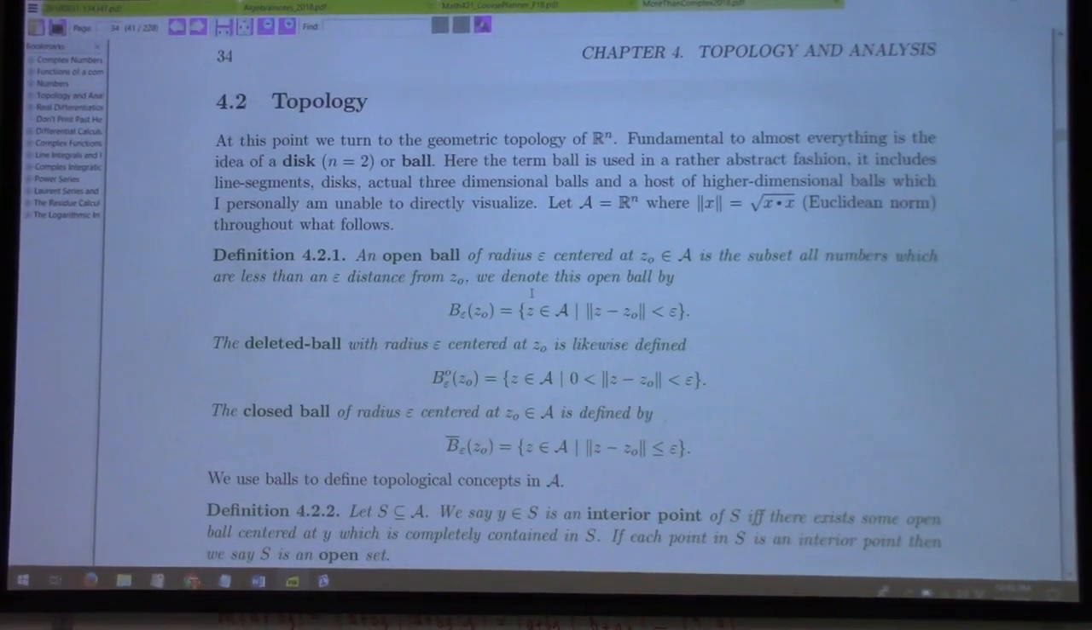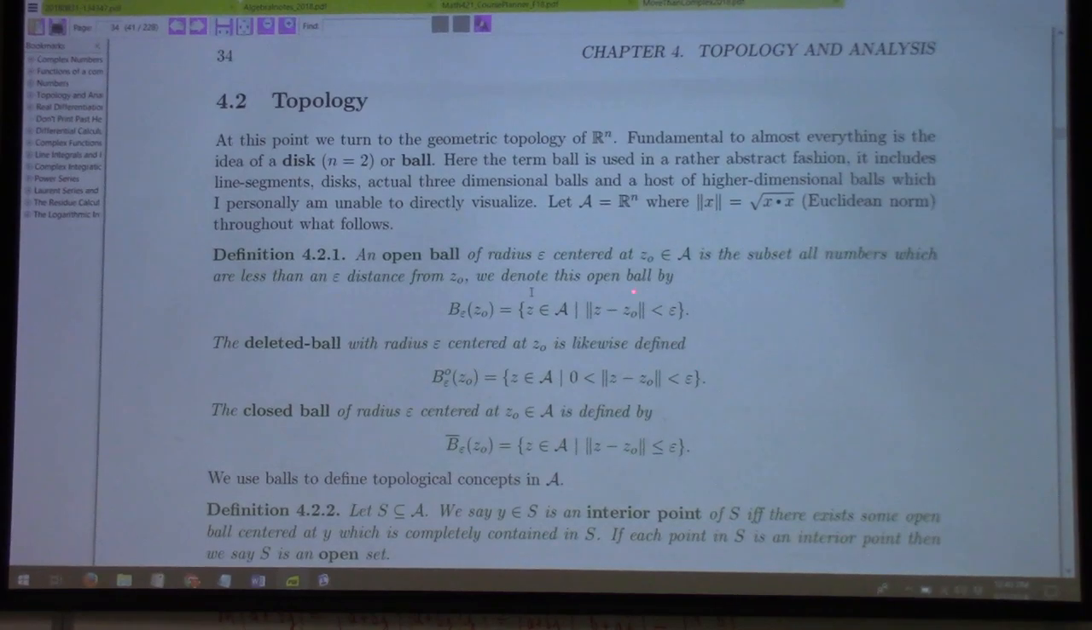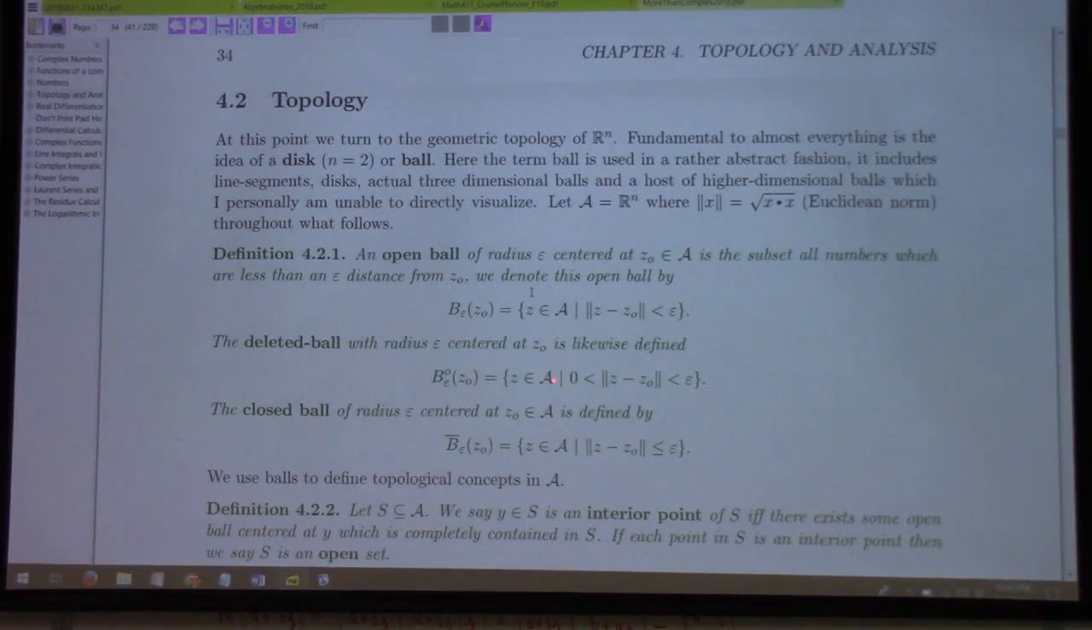If I can find my, where'd I put my laser? Oh, there it is. So there's an open ball, which is just what it sounds like, a fuzzy ball. You can delete the center by putting this less than 0 here. That's a deleted open ball. You can talk about a closed ball that includes the edge, right? These are all things we can talk about.